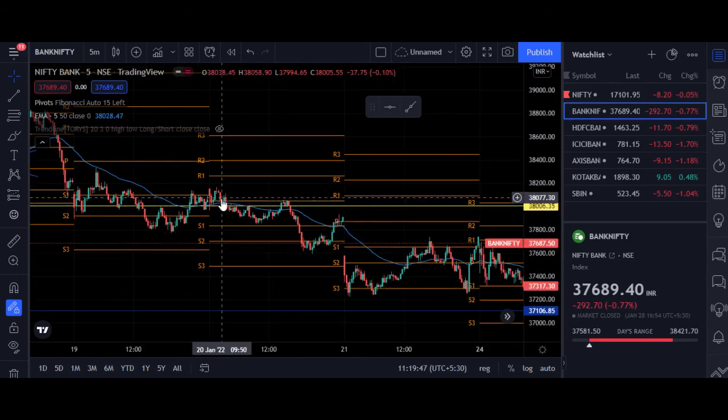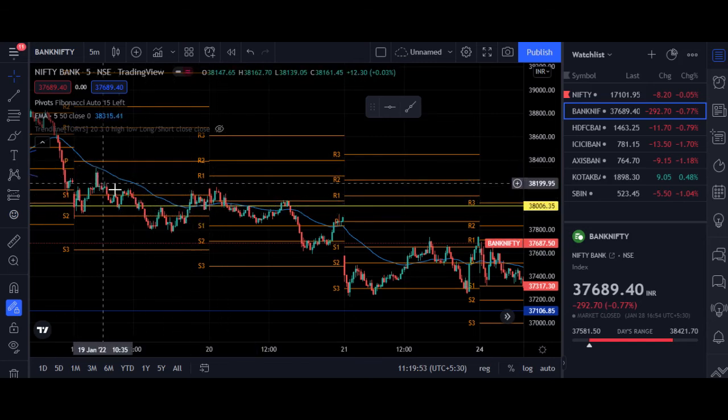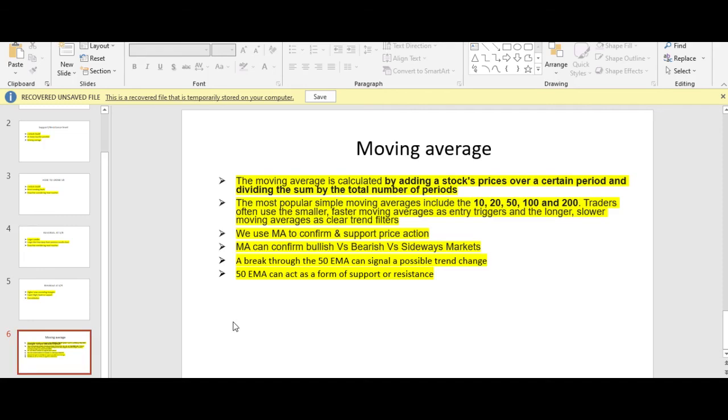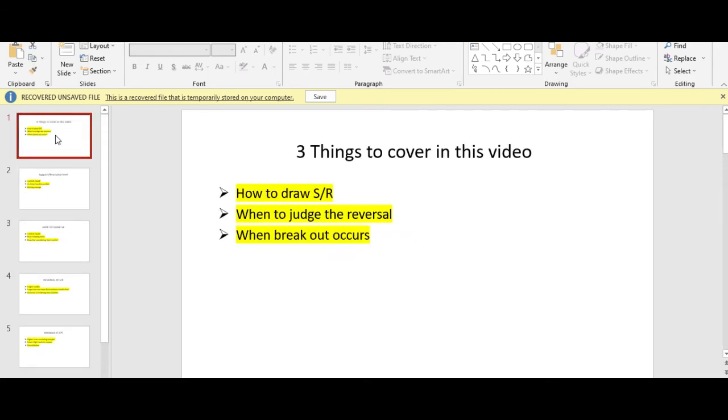Okay. So we covered all 3 points of today's session: how to do support and resistance, when to get the reversal, and when a breakout happens, and what the point is of the moving average. If you want to know in detail about any of these things, please let me know. I can do a separate session on whatever topics. If you have doubts on breakout or reversal, please let me know. I can put a separate session on that based on your comments and feedback. I can create one more video for that.